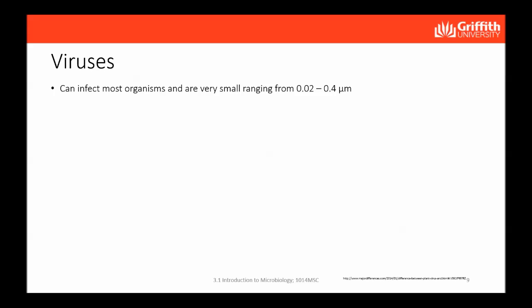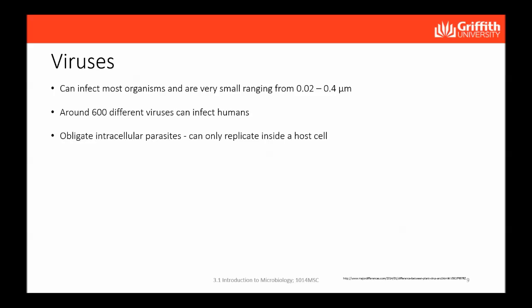Viruses are very small infectious agents that can infect almost any cell of any organism. There are around 600 different types of viruses that can infect humans. They are obligate intracellular parasites, meaning they can only replicate inside a host cell, which includes the cells of bacteria, plants, and animals. The study of viruses itself is referred to as virology.